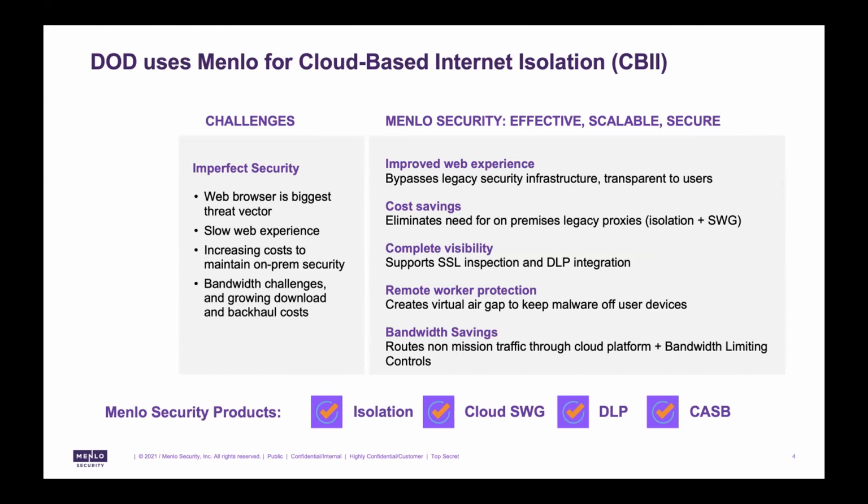And by the mere fact that they're going through a platform like this, it routes non-mission traffic through the cloud platform that delivers some really compelling and interesting bandwidth limiting controls to reduce the bandwidth costs for the organizations who are using it. And when they did this, they bought the entire Menlo Security stack, including our isolation technology, including our cloud secure gateway that combines data loss prevention and CASB to improve not only their threat prevention, but also enhance data security capabilities as well.